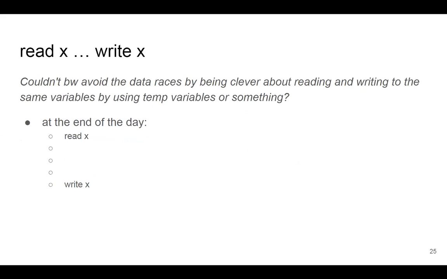Another question is, couldn't we avoid the data writes by being clever and reading right into some variables or adding temps or something? I mean, at the end of the day, if you read and write and can get interrupted, like a plus plus can get interrupted, or excuse me, not interrupted, can be split apart and have a data race, then how is adding more variables and more writing to things going to make the window smaller? It's just going to make the window bigger.